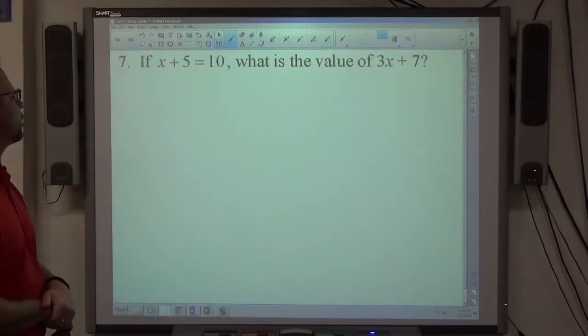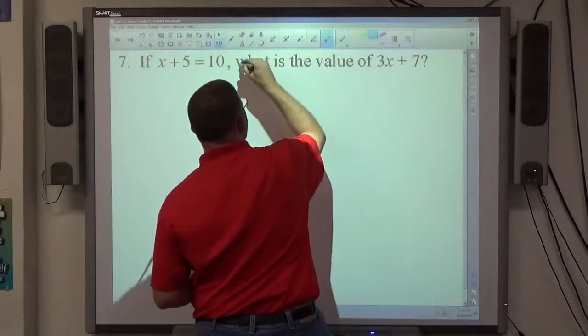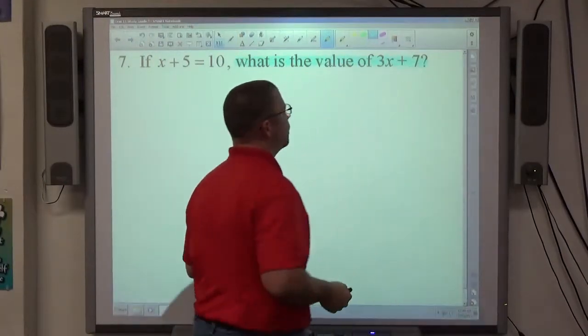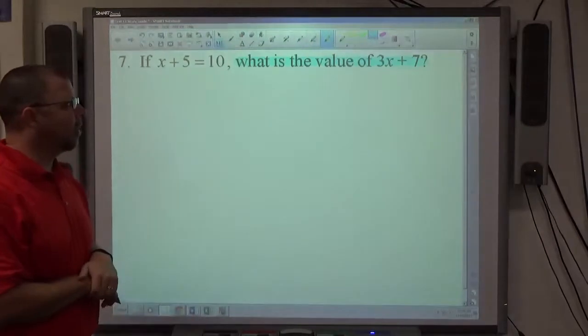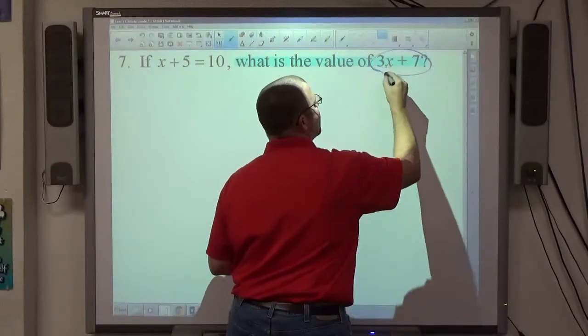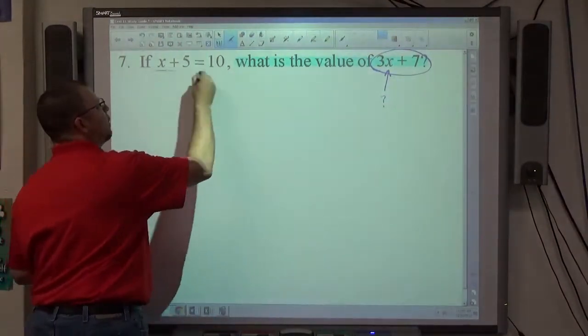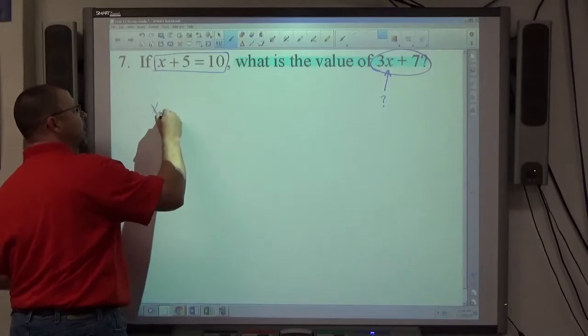Number 7, if x plus 5 equals 10, what is the value of 3x plus 7? So if we focus on the question here, what is the value of 3x plus 7? I can't answer that question unless I know the value of x. So this is impossible to do until I know what x equals. So I come over here and take a look at what they gave me. It tells me x plus 5 equals 10.